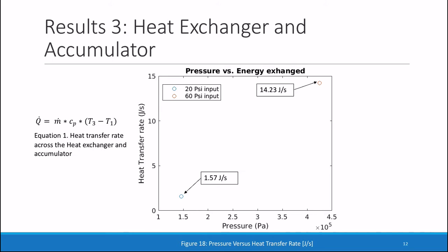This plot only contains two data points, 20 psi and 60 psi, because the mass flow rate of air was not collected during the experiment, and the online data only had the flow rate for those two pressure values. More mass flow rate data for air pressures between 20 and 60 would help determine the relationship between the heat transfer rate and pressure through the heat exchanger and accumulator.